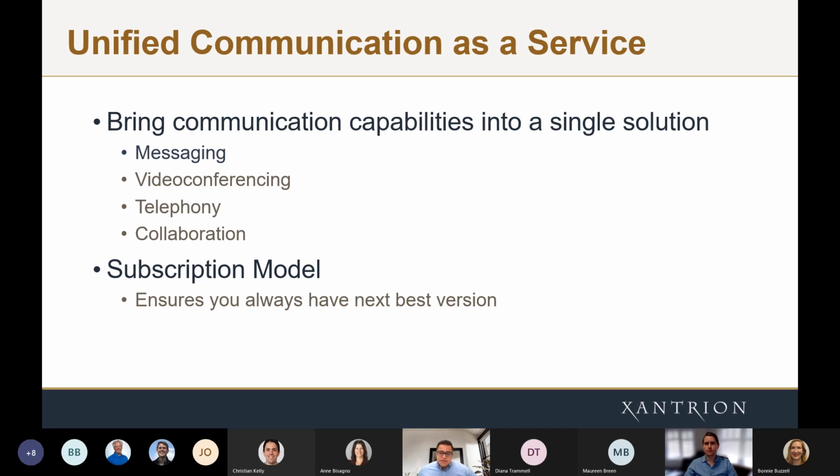One of the other very important aspects of a unified communication as a service platform is that we want to make sure it is based on a subscription model. The reason for that is twofold. One of the things we're going to talk about later is an on-prem phone system and the upfront costs associated with it: the ongoing maintenance, and the initial investment you need to make to set it up.